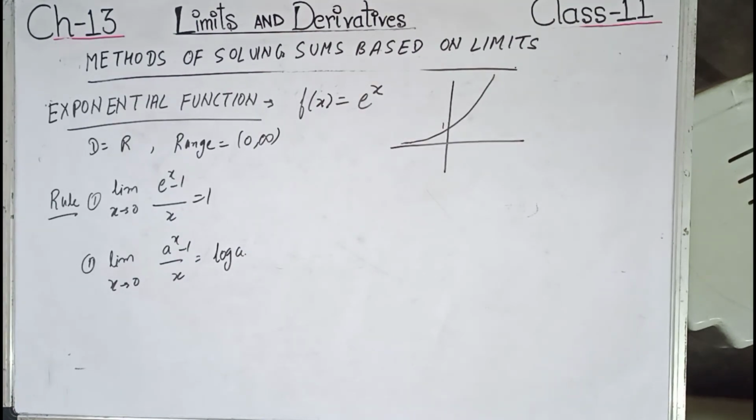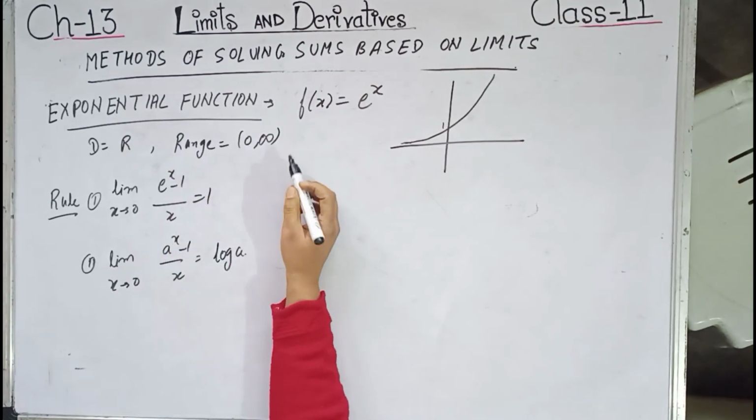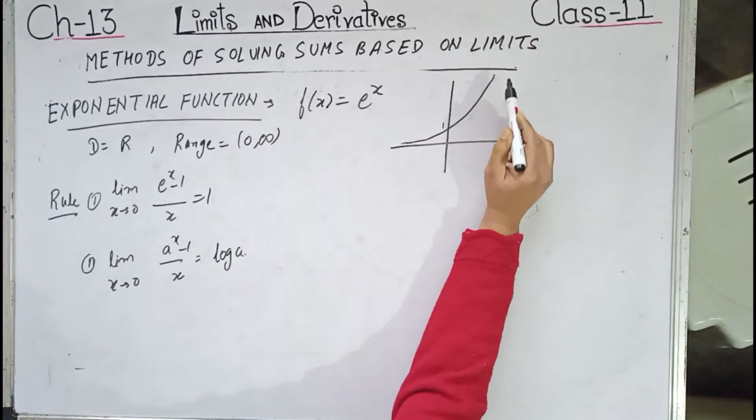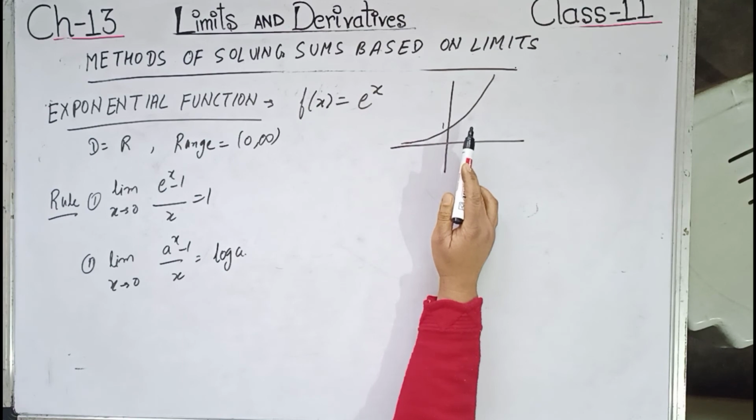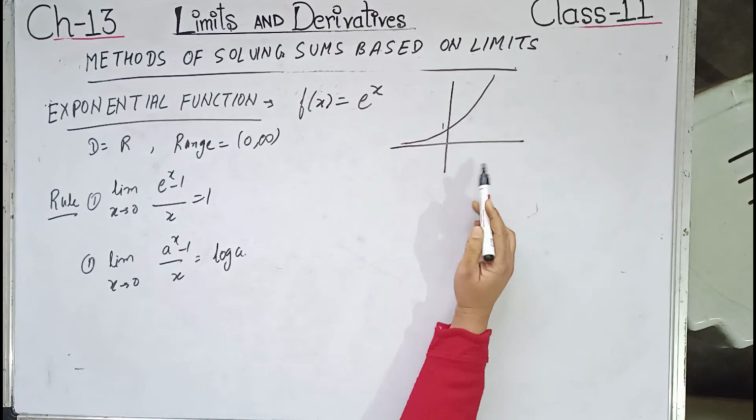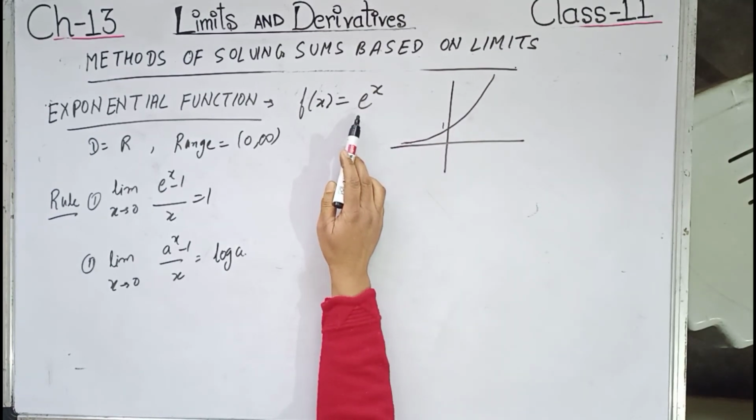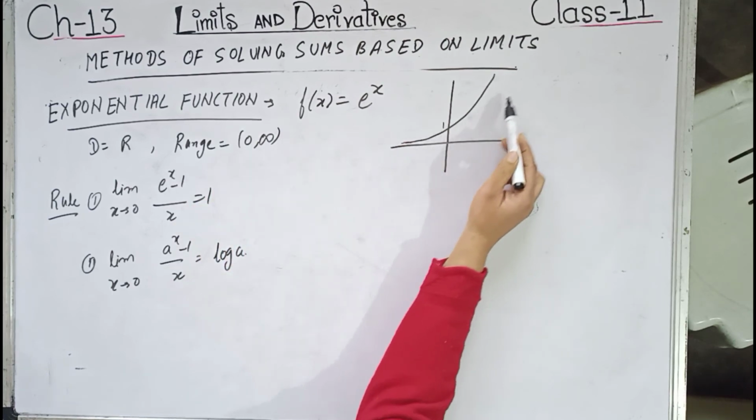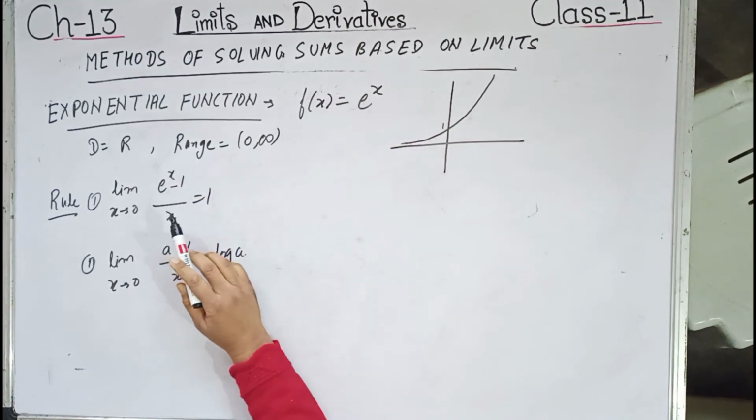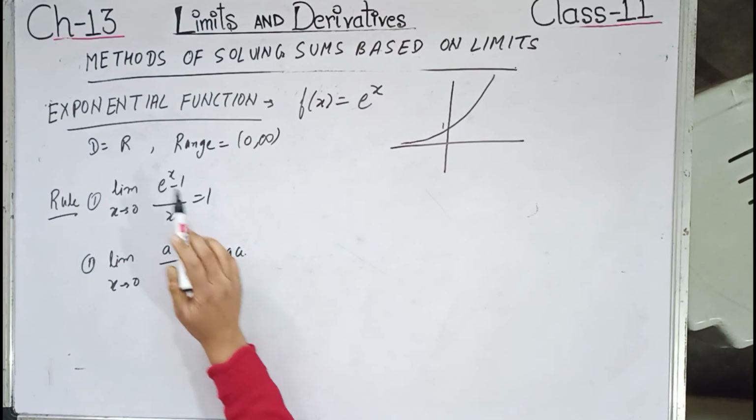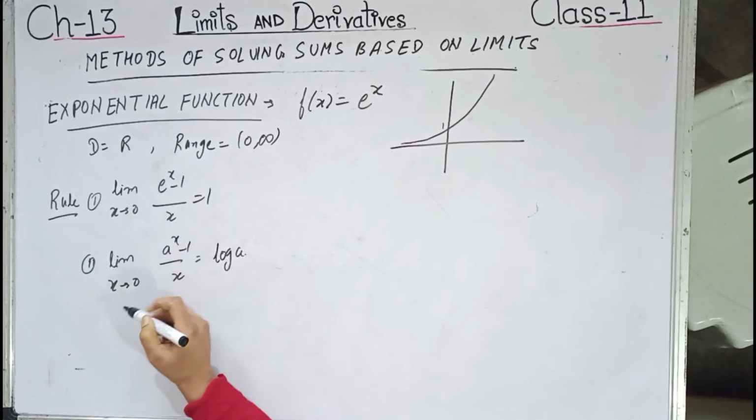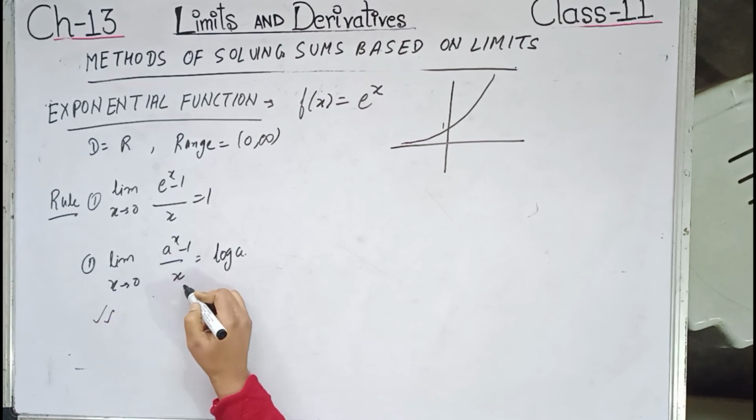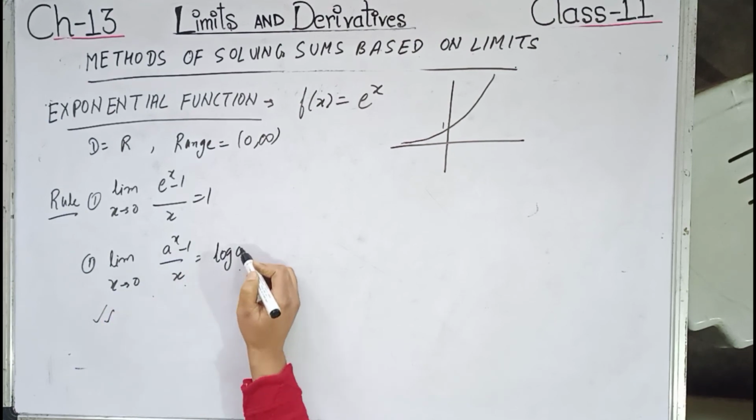Now let us move to the exponential function. We know that the exponential function is of the form e to the power x. Now if we talk about the graph of the exponential function, that you have done in chapter 2, the graph of the exponential function is like this. The domain of the exponential function is all real numbers and the range is 0 to infinity, where 0 is not included. Now the rule which we will be using in the exponential function is limit x tending to 0, a power x minus 1 by x is equal to log of a.